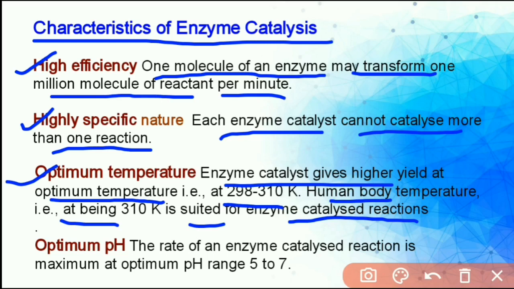Next is optimum pH. Enzymes also work properly at optimum pH. The rate of enzyme catalyzed reaction is maximum at optimum pH, and this pH range is 5 to 7. So in this range enzymes work properly and we get higher yield.